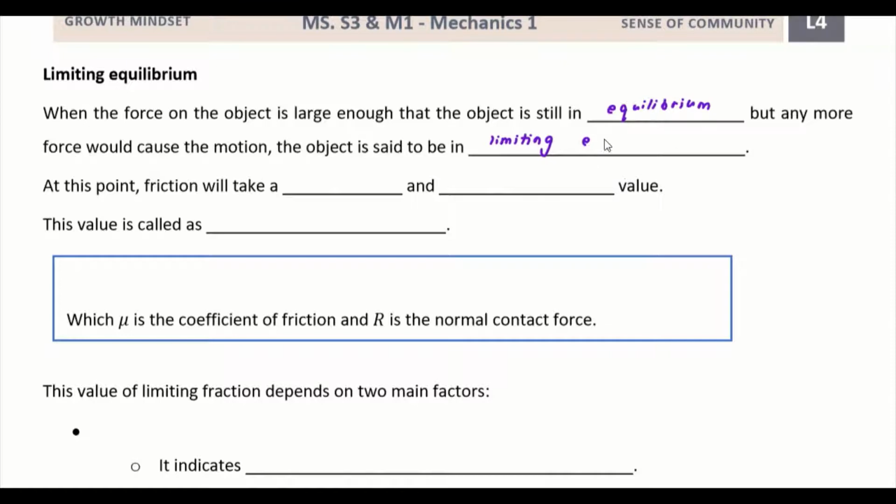Okay, so limiting equilibrium is the idea where that's the limit, where the maximum friction happens. So if your force exceeds that any more, then motion will happen. That's the idea for limiting equilibrium. At this point, the friction will always take a fixed and maximum value, which means that the friction has already reached a certain maximum and cannot increase together with your force anymore. So this value of the friction is called the limiting friction.